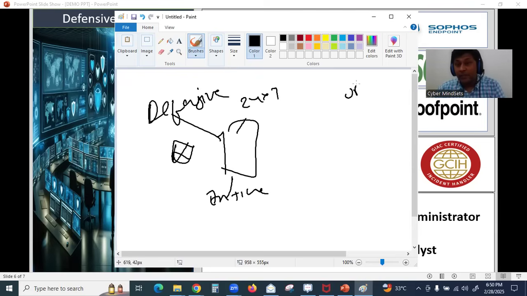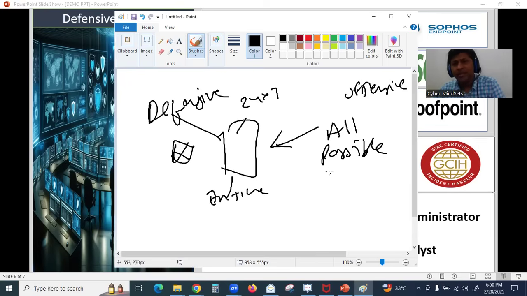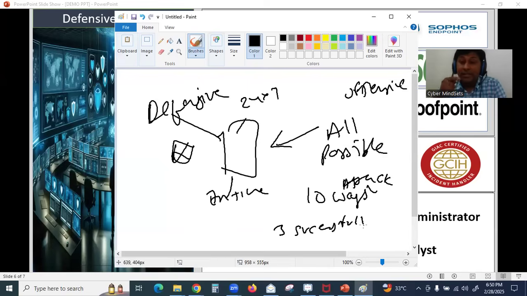But when it is the offensive mentality, what will these guys do? They will start loading all the tools, and they will start attacking this server in all possible ways. Okay, and they will come back to me and say, sir, I tried 10 different kinds of attacks on this server. Out of 10 attacks, 3 attacks were successful. That certainly means this server can still be exploited or hacked using these three techniques or ways, right? That is offensive security.